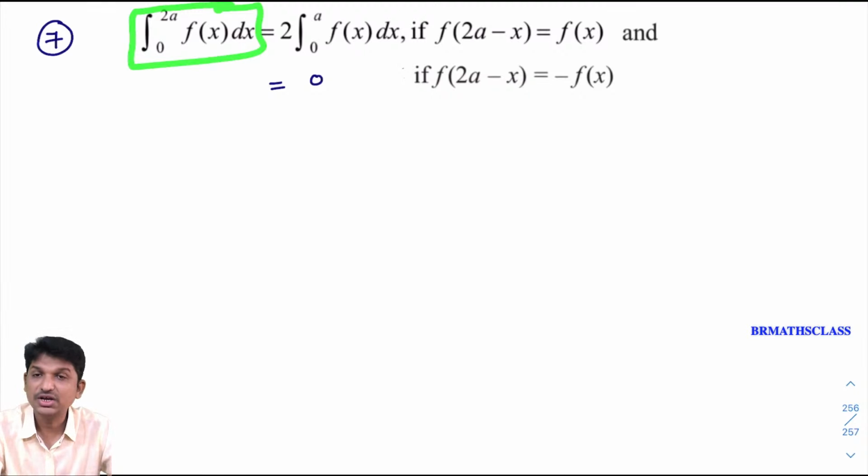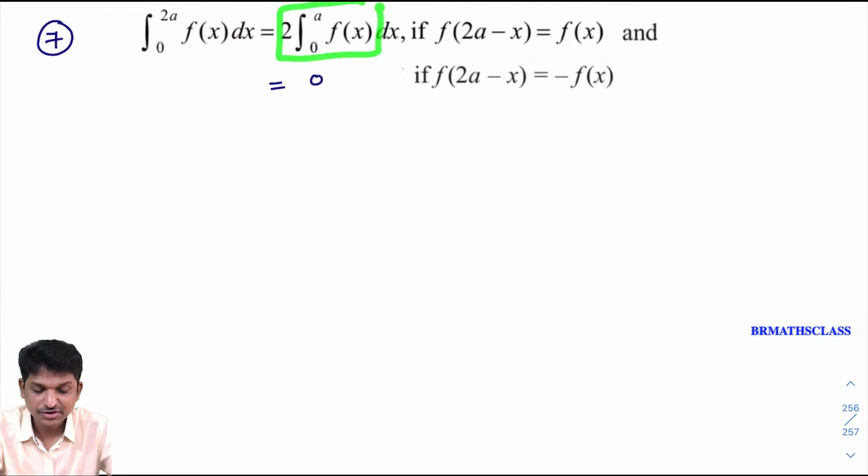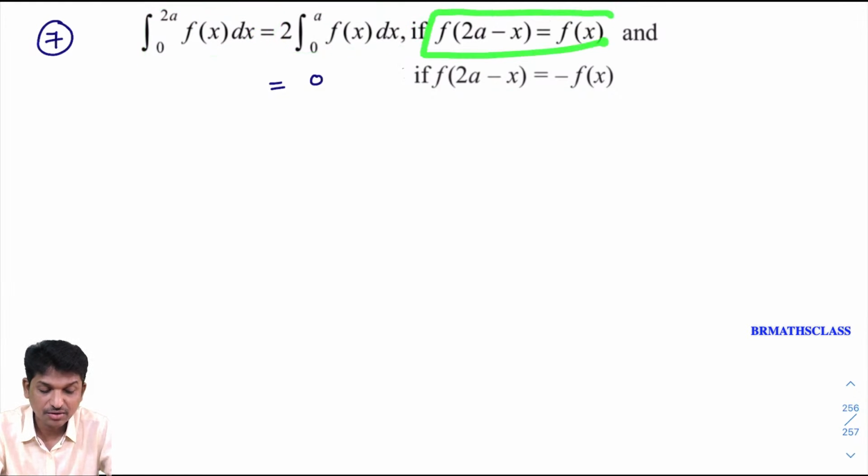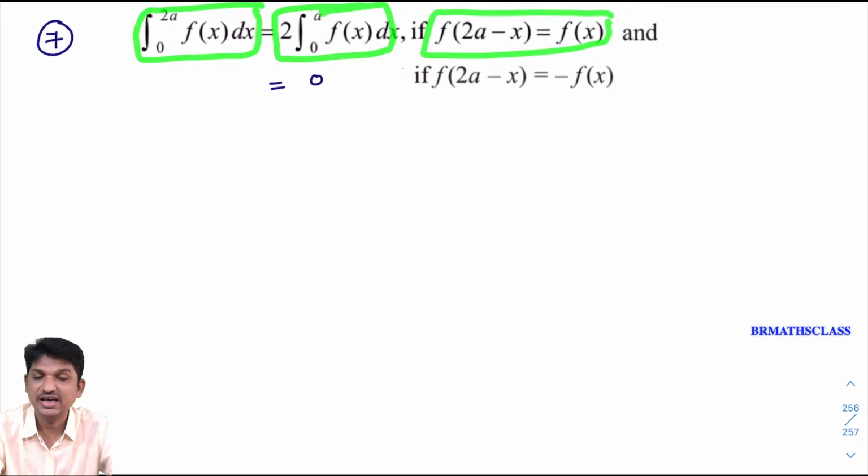Integral of 0 to 2a f of x dx can be written as 2 times the integral of 0 to a f of x dx. This is what I want to prove. This is equal to this when f of 2a minus x is f of x. In that case, integral of 0 to 2a f of x dx will be 2 times the integral of 0 to a f of x dx.